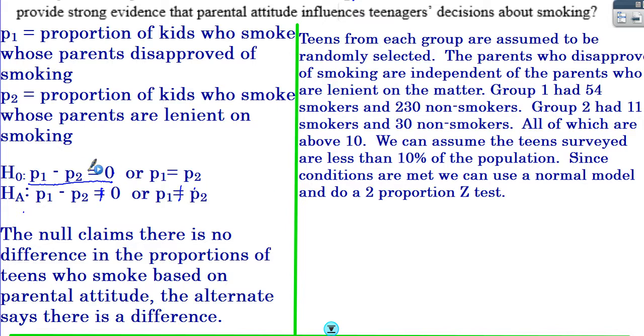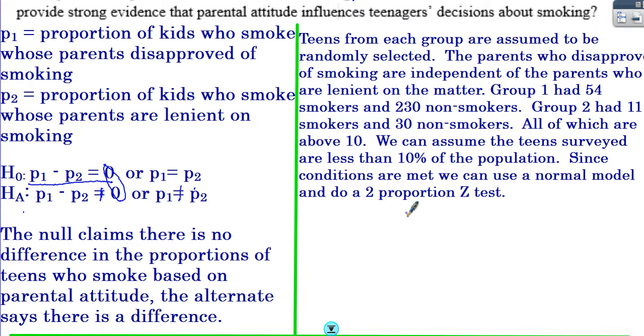The reason that I like writing it this way is that the 0 is a reminder of how the graph is centered. The model, again, is always centered at 0. So I think this is a better one to remind you of that. So the null claims that there is no difference in the proportion of teens who smoke based on parental attitudes. The alternate says that there is a difference. So remember, you don't really need to put a ton of context in that second sentence. It can just be very brief and to the point.